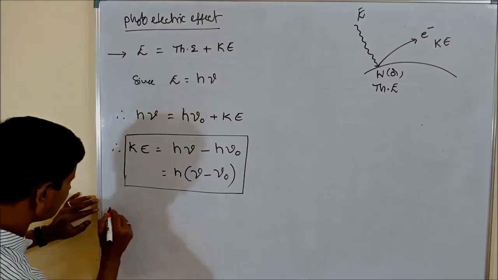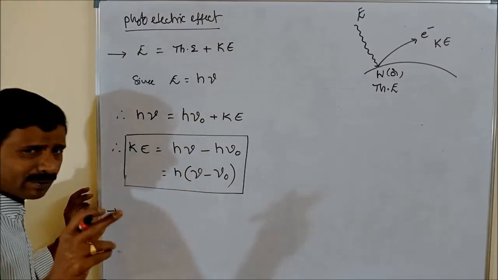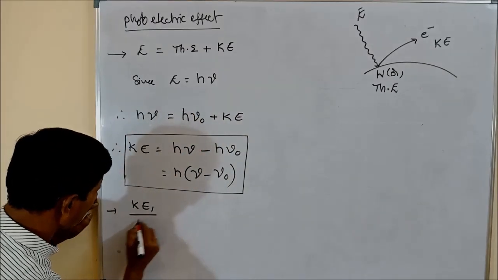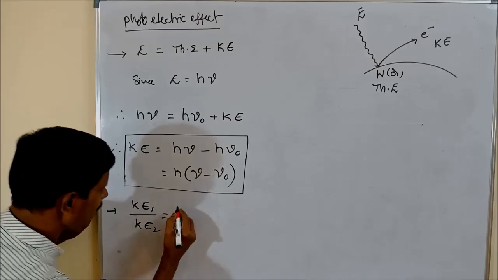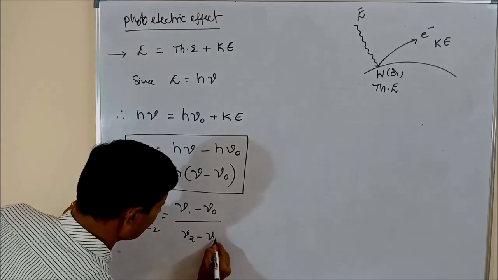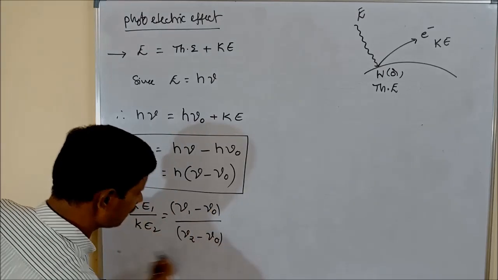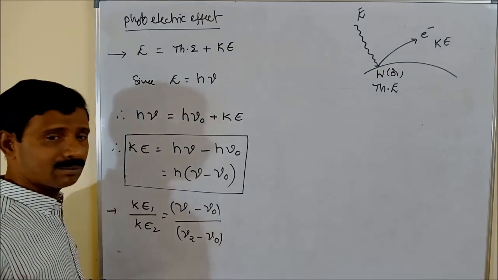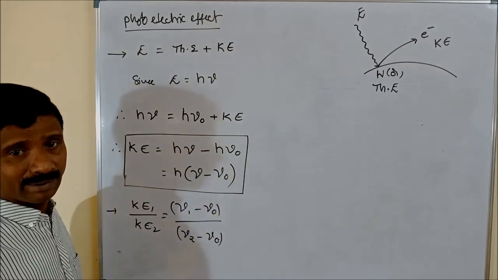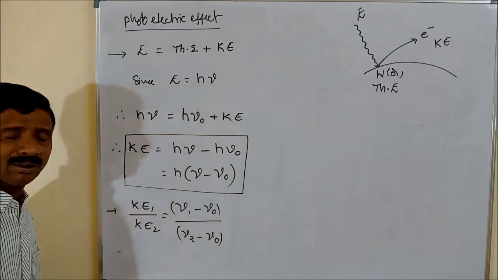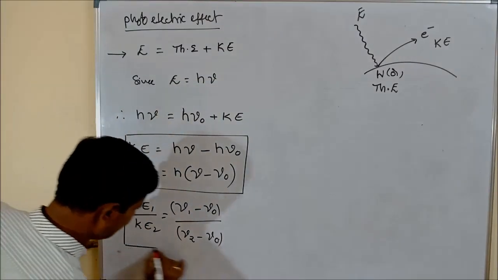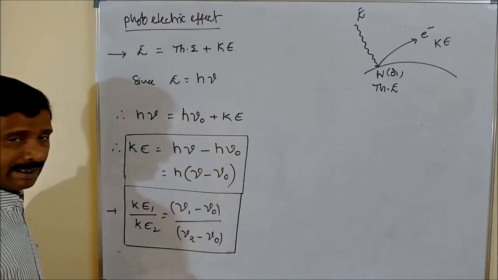So as per this, if you are using two different frequencies with different lights, then KE1 by KE2 is nothing but nu1 minus nu naught by nu2 minus nu naught. So if you know the ratios of the kinetic energies, we can find nu naught, the threshold frequency of the metal, or directly we can find the ratio of kinetic energies of those ejected electrons. So this is one part related to the photoelectric effect.